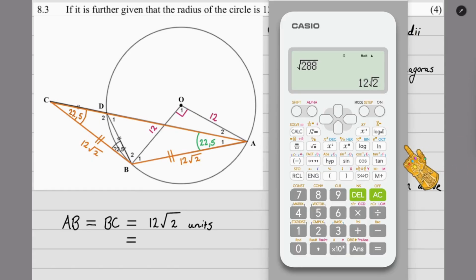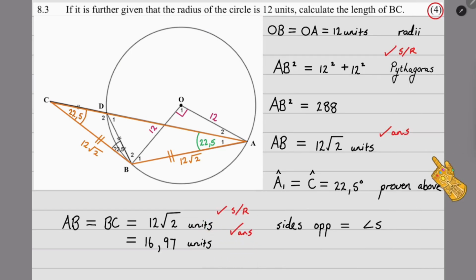And I also like to be a bit overly cautious with these questions. I like to give the decimal value as well. So if I just press S to D, I'm also going to say 16,97 units underneath the root or the surd form. And lastly, we're going to have a look where our 4 marks come from.